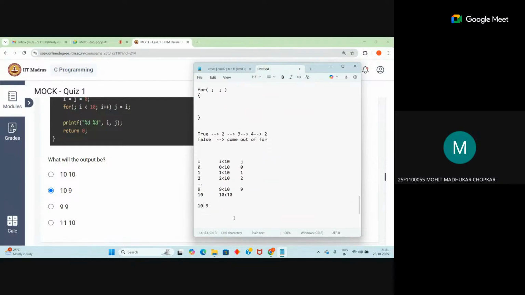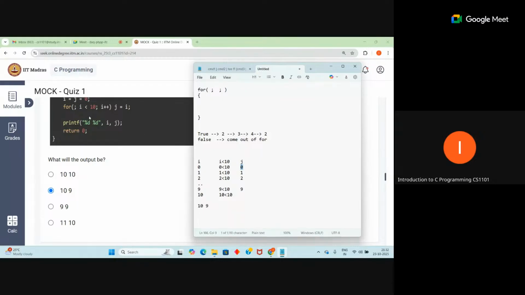Ma'am, first J is equal to I, and after that I will be incremented by 1? Yes. First J equal to I is executed, after that I gets incremented. This is the body. J equal to I is the body of your for loop.